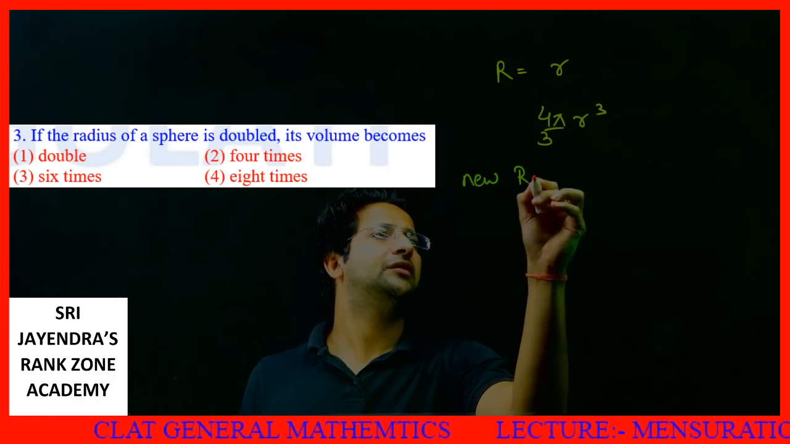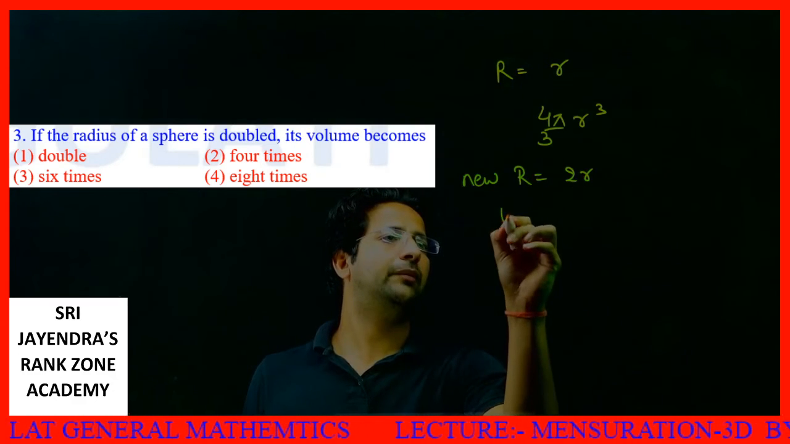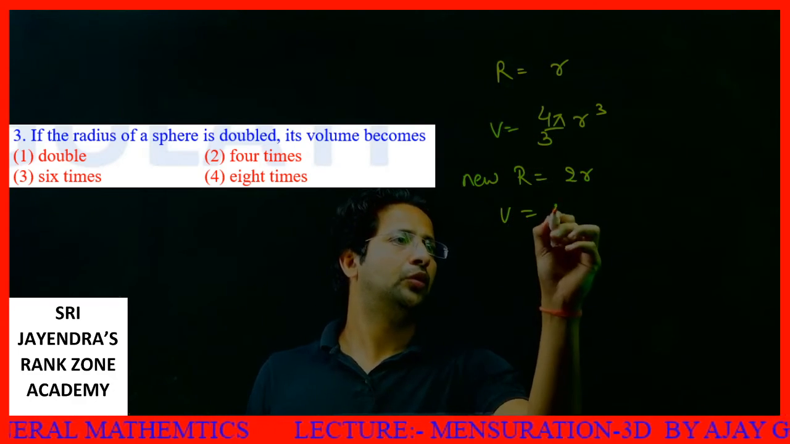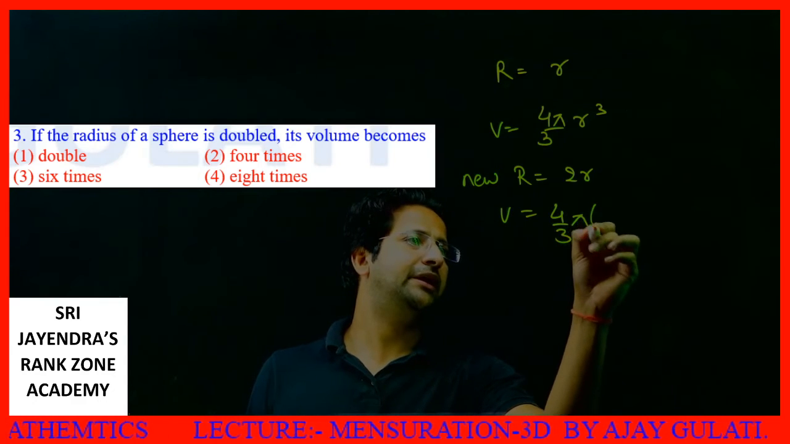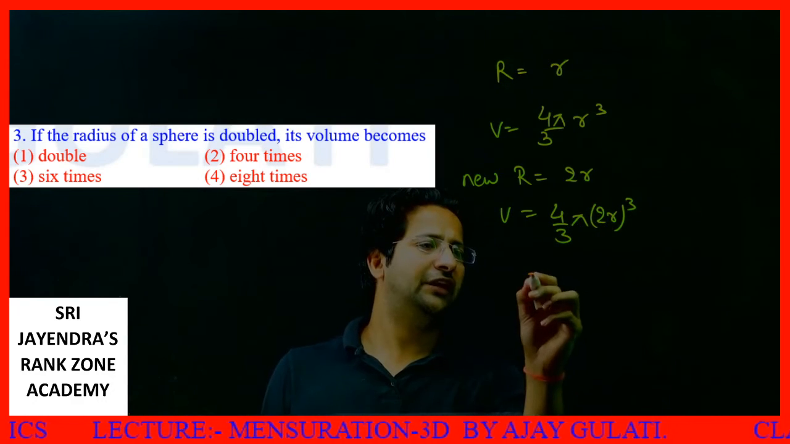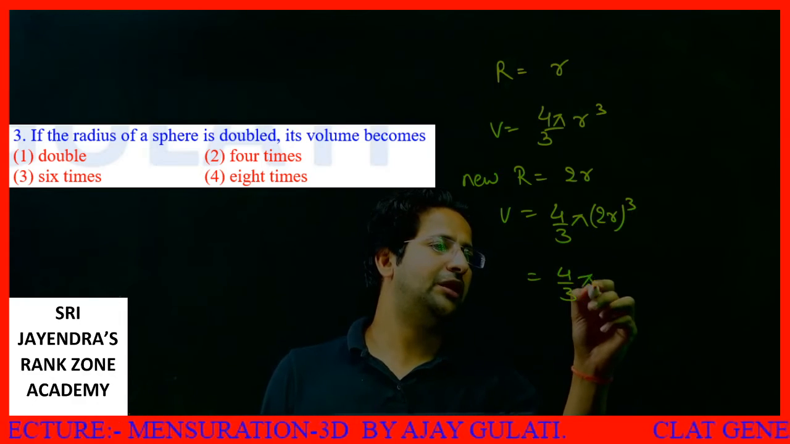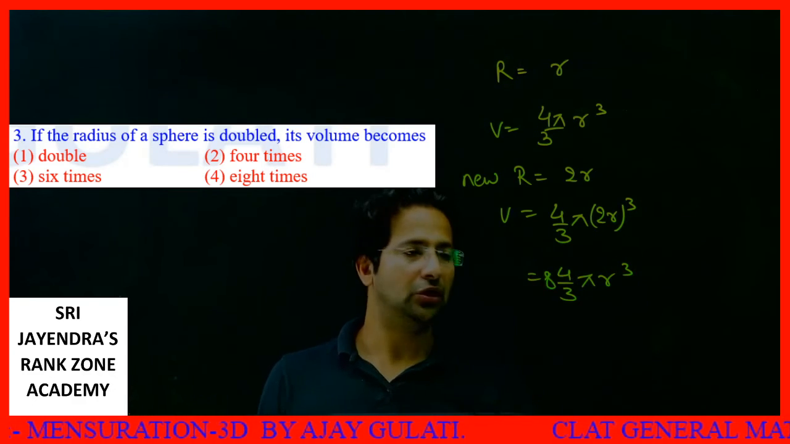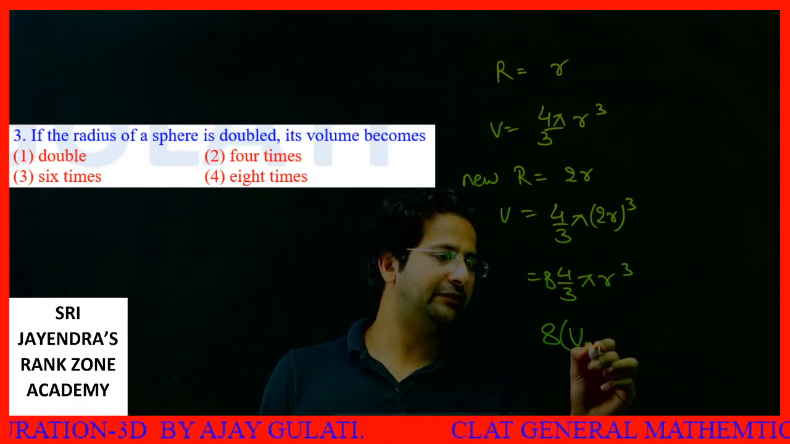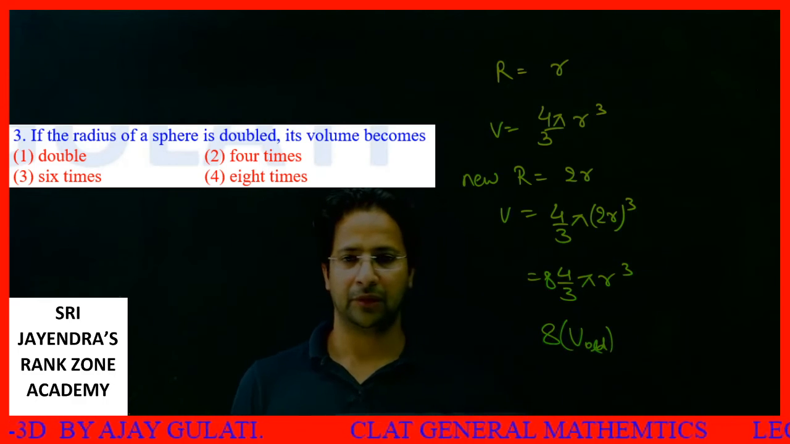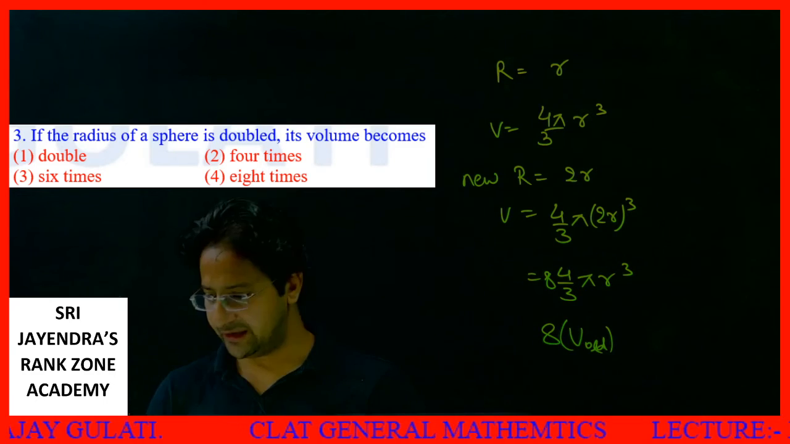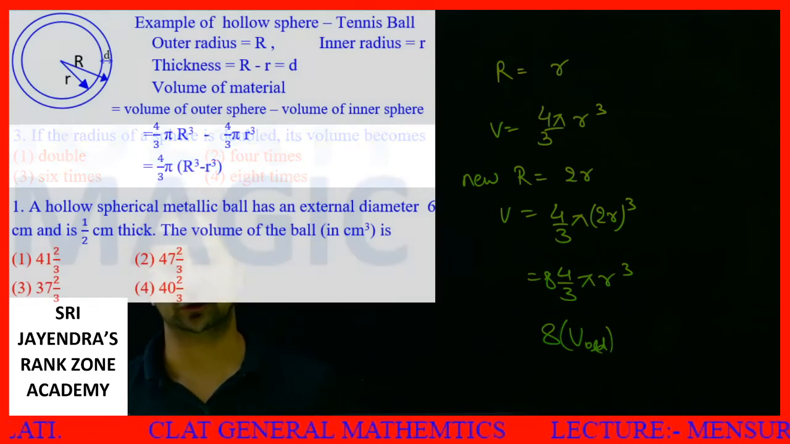New radius is equal to 2r. Then volume will be 4 by 3 pi into 2r cube. So very easily you can figure out this will be 4 by 3 pi r cube, and 2 cube is 8. So the new volume will be 8 times the old volume. So the volume becomes 8 times. It was an easy question and we have solved it very easily also.